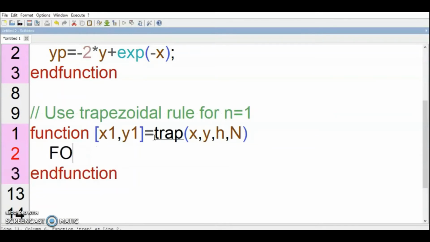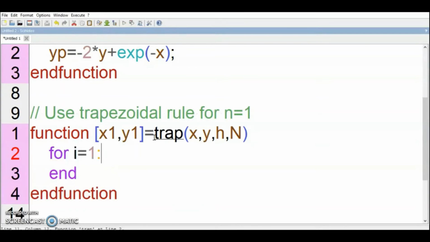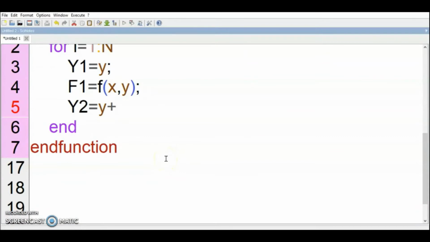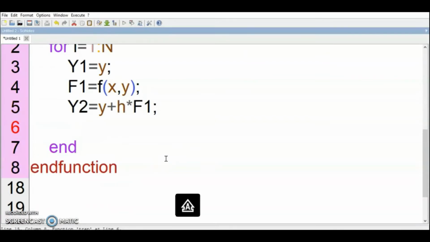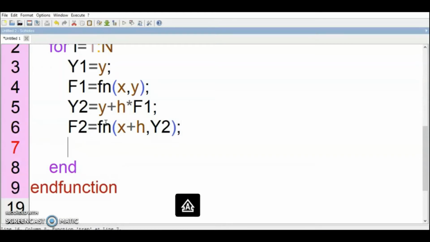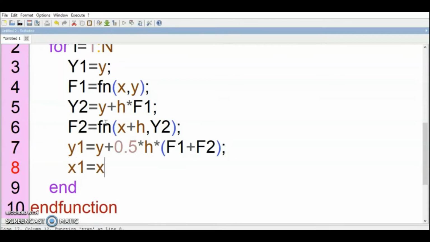Okay. Now for i equals 1 to n, I have the big Y, internal stage 1, and then I have f1 equals f of x, y, and then I have y2, which is y plus h times f1, and then I have f2 equals, it's not f, it should be fn, because my function I've defined as fn, x plus h comma y2, and then lastly my update, which is my y1 equals y plus 0.5 times h times f1 plus f2, and then x1 equals x plus h.